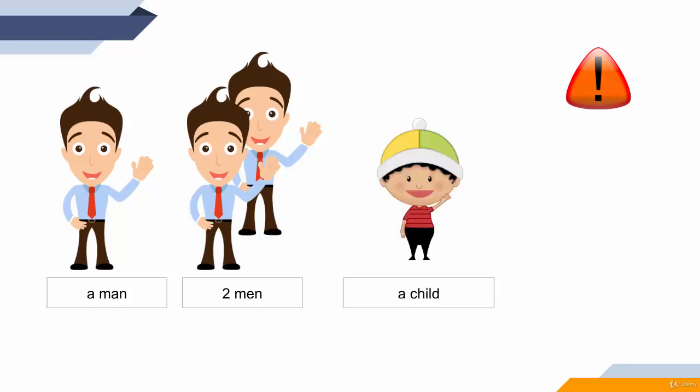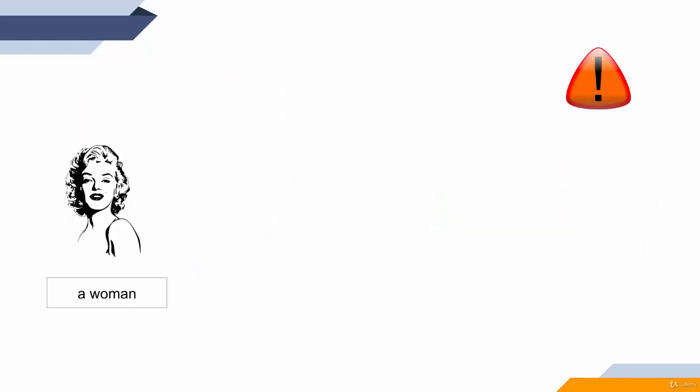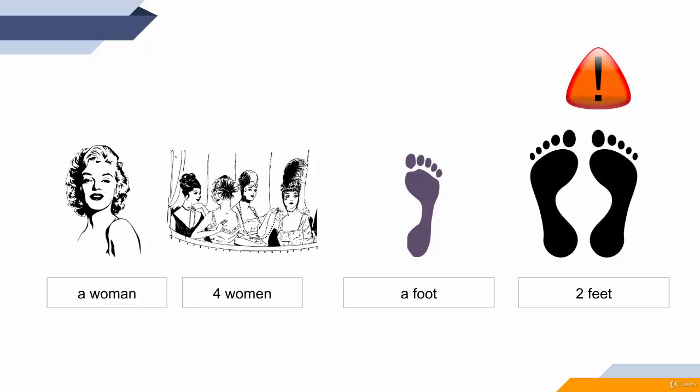A child, one child, to children. Be careful here. A child to children, not childrens, as people sometimes pronounce it. Or a woman to women. Difference in the pronunciation. Woman, women. A foot to feet. Now is the time to start writing in your notebook or notepad or whatever. These pairs of words are important. So, woman, women, foot, feet.